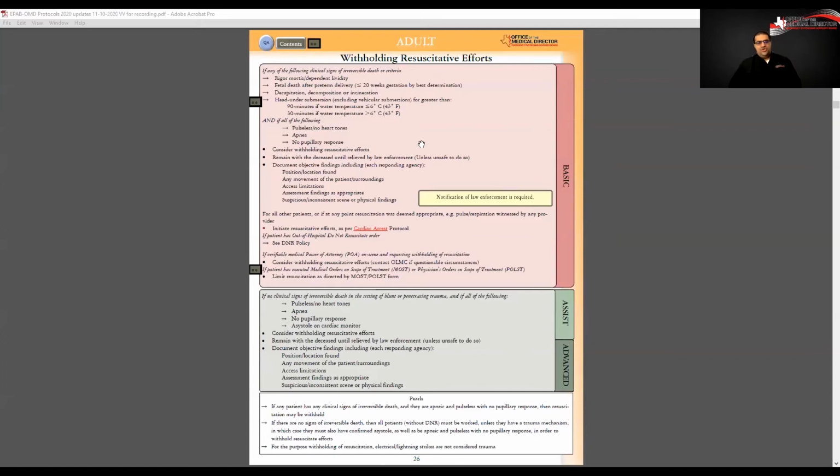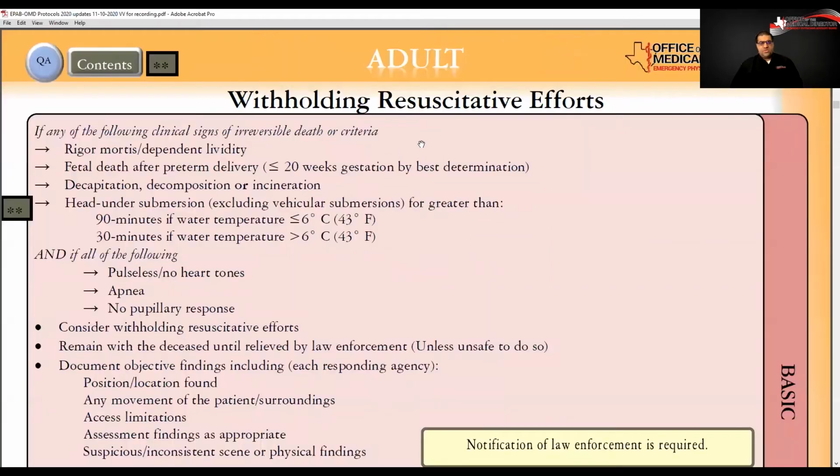So what about withholding of resuscitative efforts? A couple changes here. The first one is what we call head under submersion. And really what that means is essentially a drowning. So a head under submersion means a person is fully dunked in the water for a prolonged period of time. It does not include patients who are trapped in a vehicle in the water because they're surrounded by an air bubble.